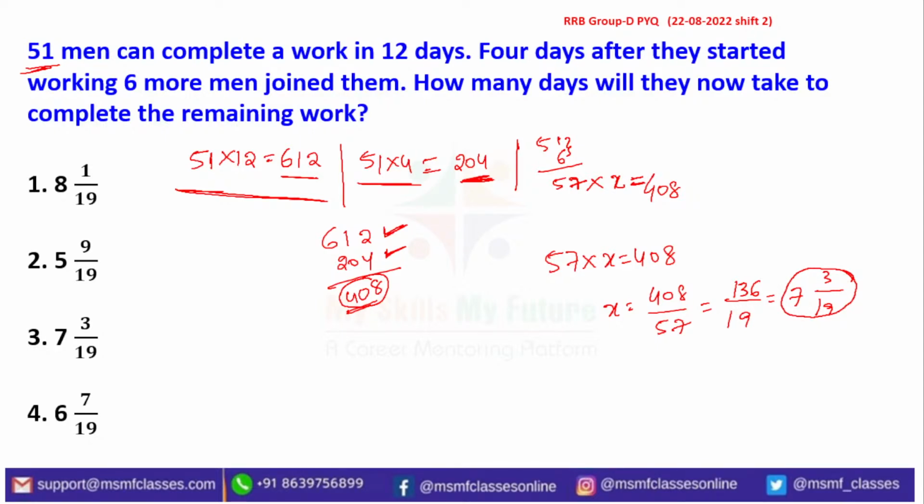So 51 men can complete a work in 12 days. We get 612 as man work. In those 4 days, work completed is 51 into 4, which is 204. So subtracting these values we get 408 men work. That work is done by 57 men, the total remaining work by total men. So 408 by 57 we get 7 3 by 19. So option 3 is correct. Option 3 is correct. Next question.